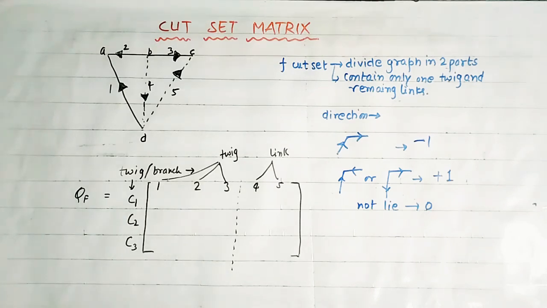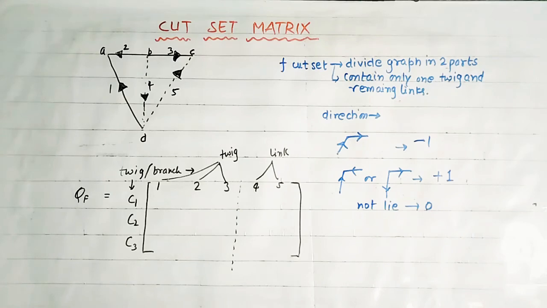Friends, in this video we are going to start another important topic of graph theory, that is cut set matrix. So to draw the cut set matrix, I want to tell you what is cut set. A fundamental cut set means it is a cut set that divides the graph into two parts, and the rule of division is that the cut set must contain only one twig and remaining links.